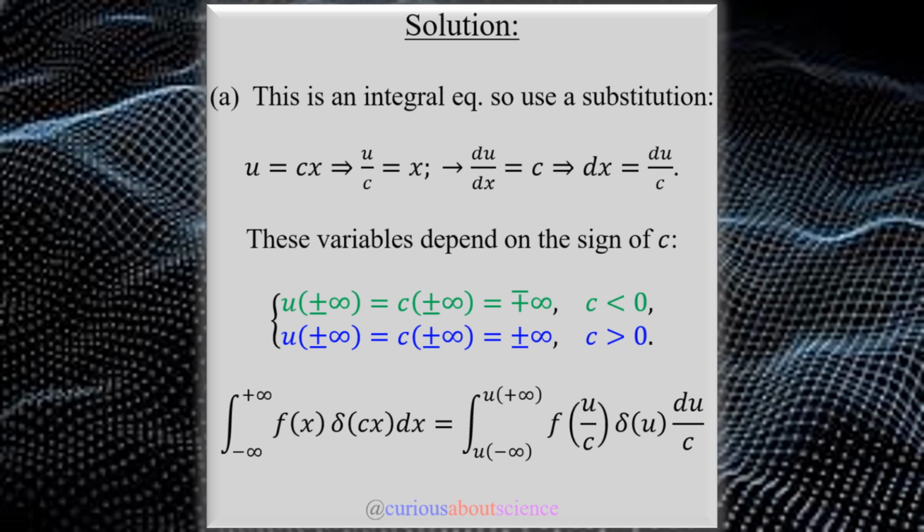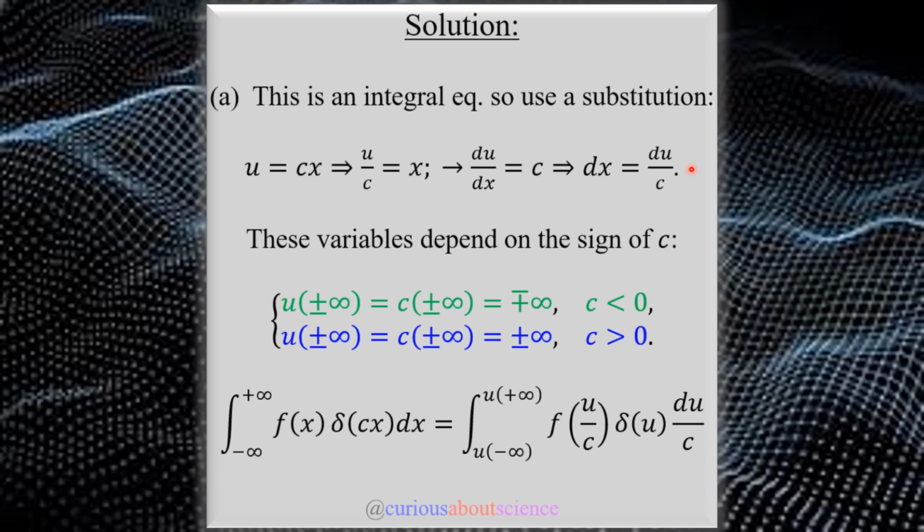So in part A, we wanted to show that we had an equivalence of the delta with a modulated argument, i.e. c of x. And since this is an integral equation, we may as well use a substitution like we've seen a thousand times before. In this case, I'm going to let u equal cx. So if we solve this for x, we get u over c equals x, no big deal. Take the derivative, we get du by dx equals c, so dx is equal to du over c. And of course, we could substitute this into the integral and move forward with it.